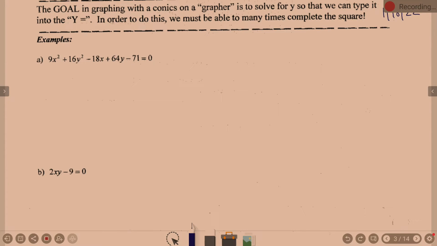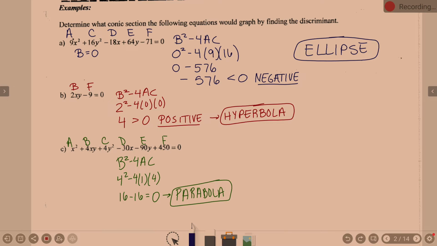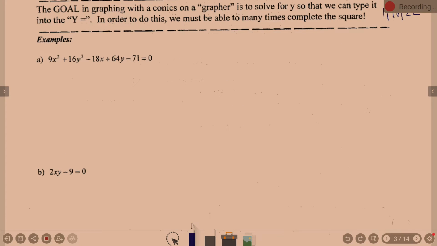Okay, yesterday in your class, we finished up the front side, which was using the discriminant being b squared minus 4ac, to help us decide whether each conic section was an ellipse, hyperbola, or parabola. And you guys said we got through all of them just fine. Okay, so today we're looking at the backside.